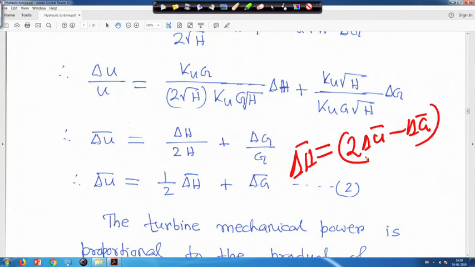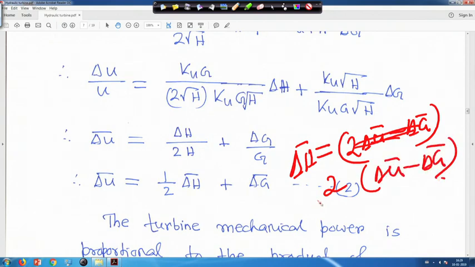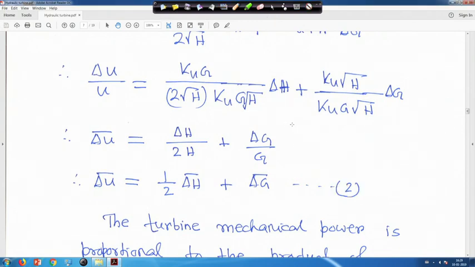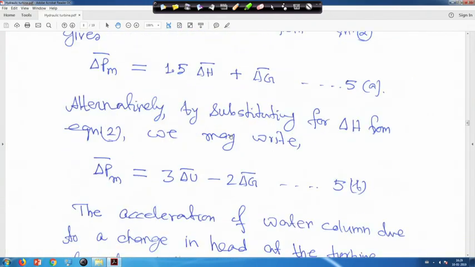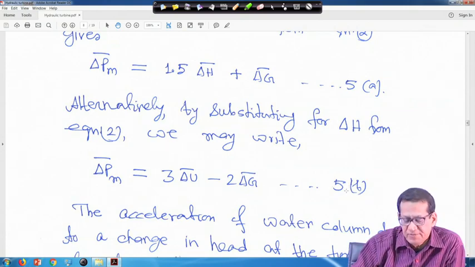It is delta h bar equal to 2 into delta u bar minus delta g bar. That one, you substitute there in equation 4. If you do so, then you will get this delta p m bar will be 3 delta u bar minus 2 delta g bar. This is equation 5b.